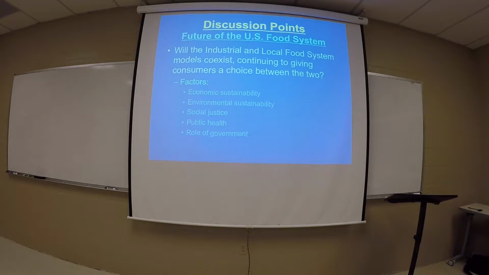Given what we talked about today, looking at the future of the U.S. food system, right now, it seems to me anyway, we have an industrial food system, big agriculture, conventional agriculture, and then we have this kind of local food system movement that we're seeing. So the question I'm asking is, can these two different models of agriculture coexist so that, looking into the future, we'll have a choice.